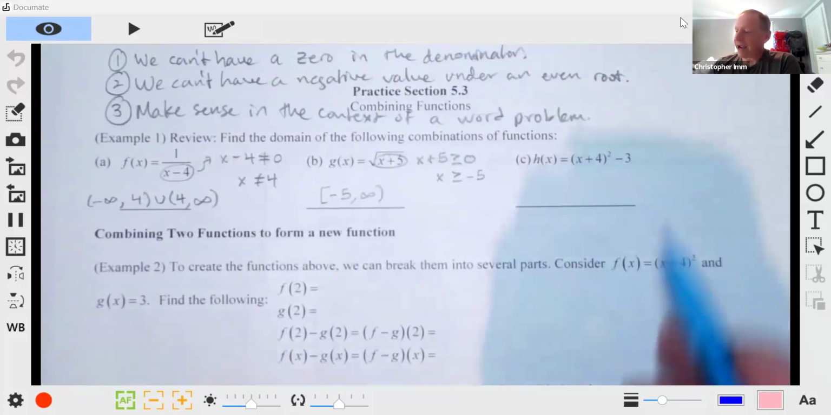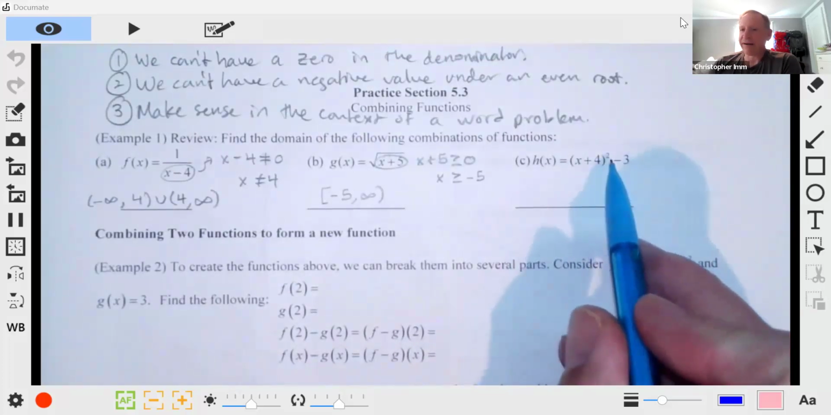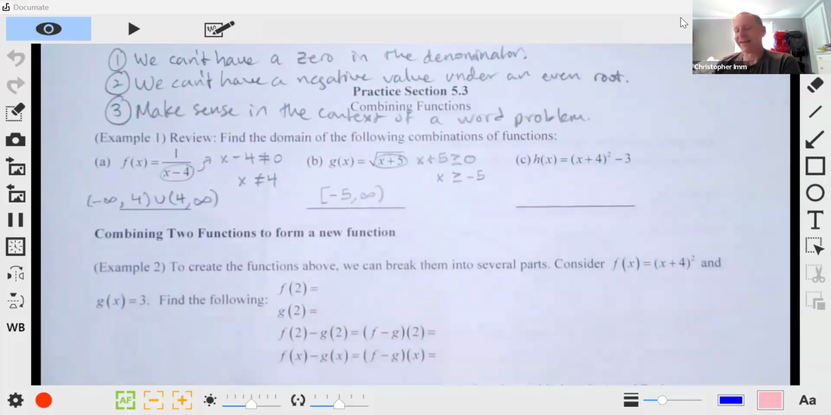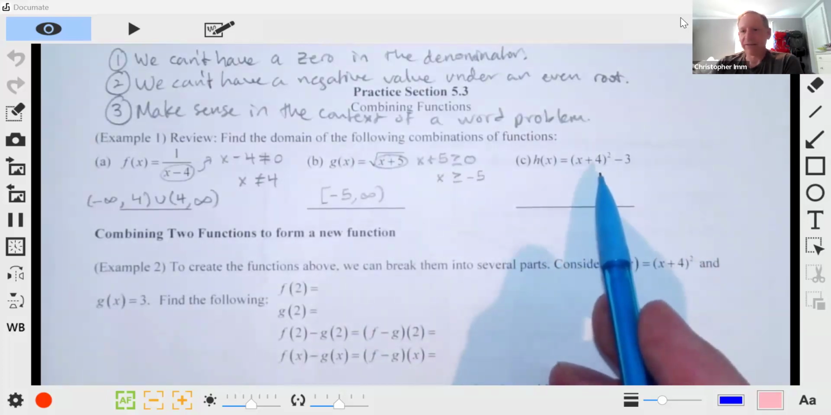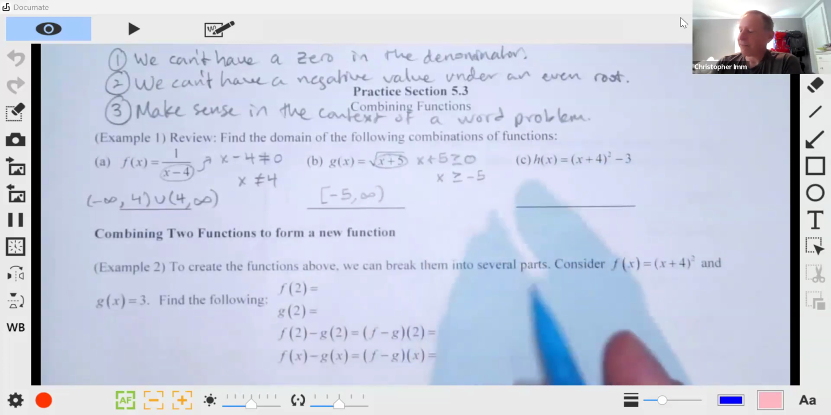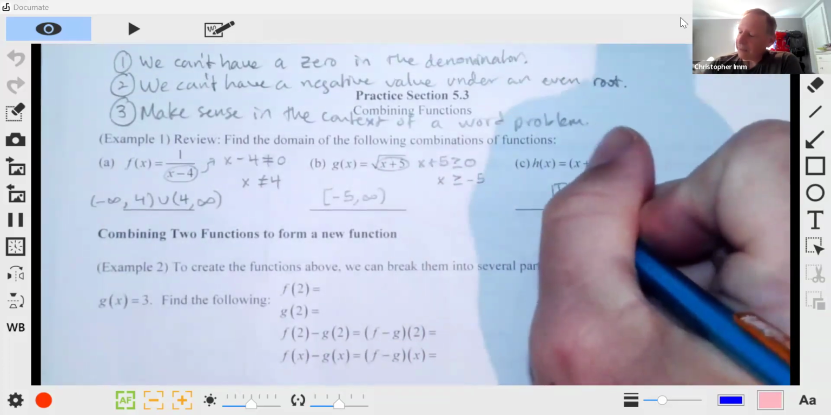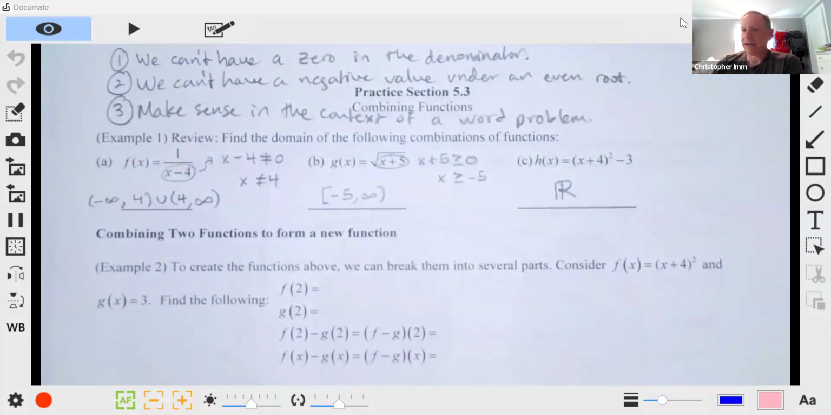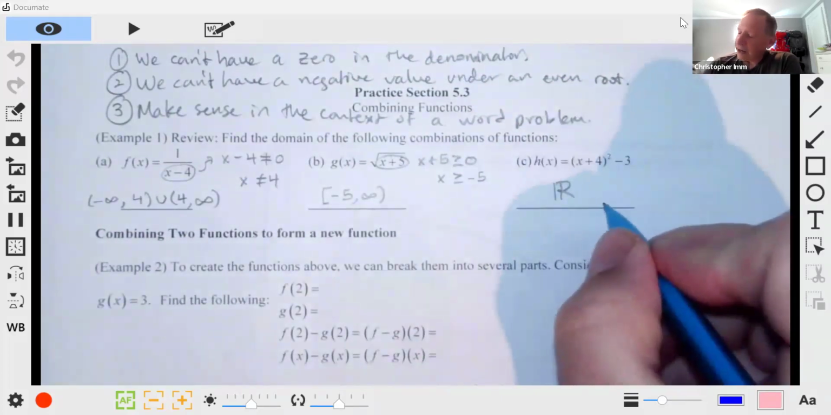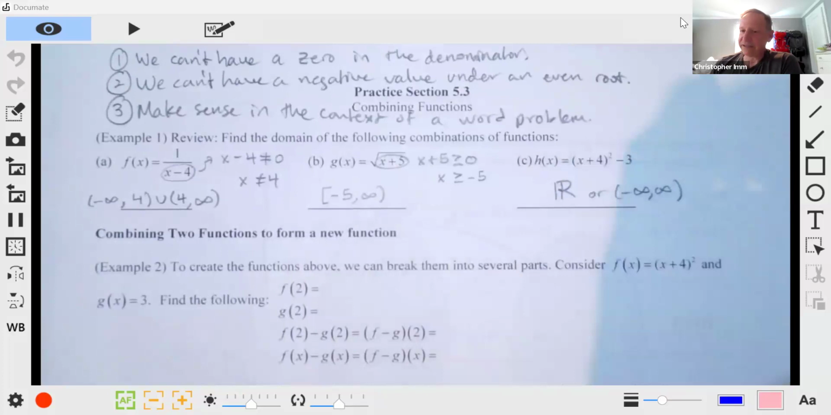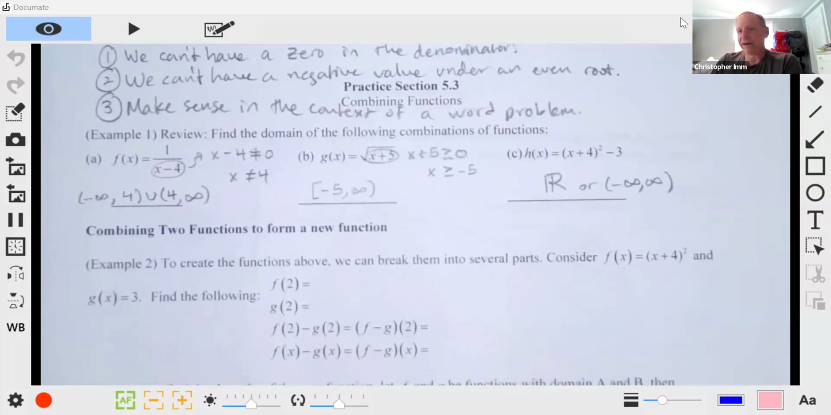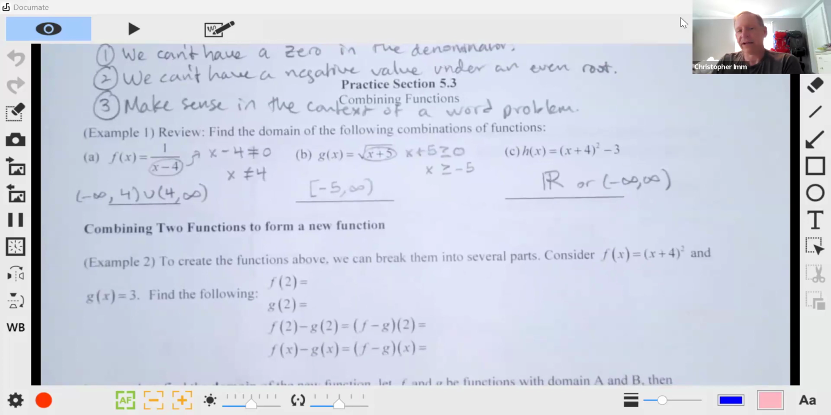Okay, and finally, I have (x plus 4) squared minus 3. We know that is a parabola that's been shifted to the left 4 and down 3. So we don't have any denominators here in this quadratic. We don't have any roots. It's not in the context of a word problem. So we should know that we can put any number into a parabola and get an output. So here we have all real numbers, or if you would want to put it in interval notation, we'll say -infinity to infinity. So before we talk about combining functions, we want to talk about their domain.